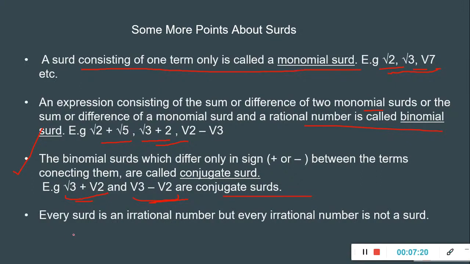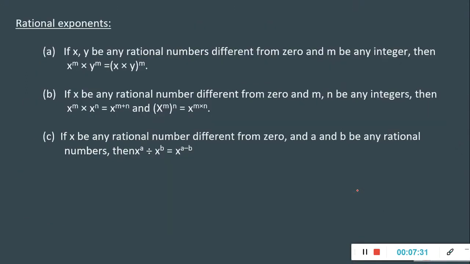Every surd is an irrational number, but every irrational number is not a surd. Pi, for example, is an irrational number which is not a surd.